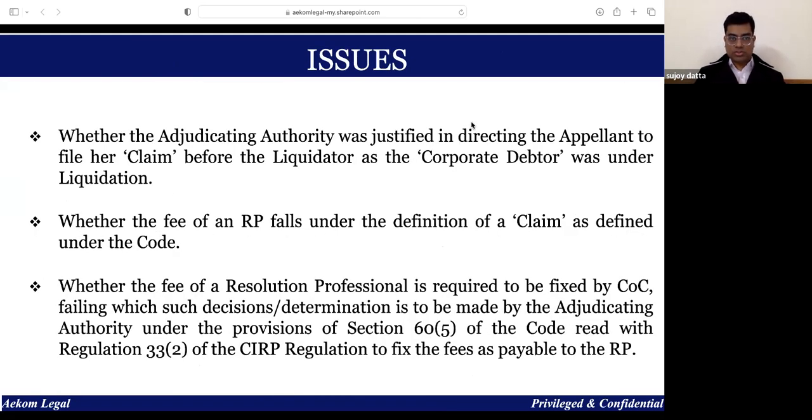So let's come to the issue. Whether the adjudicating authority was justified in directing the appellant to file her claim before the liquidator as the corporate debtor was under liquidation. Whether the fees of an RP falls under the definition of a claim as defined under the Code. Whether the fee of a resolution professional is required to be fixed by the CoC, failing which such determination is to be made by the adjudicating authority under the provisions of Section 60.